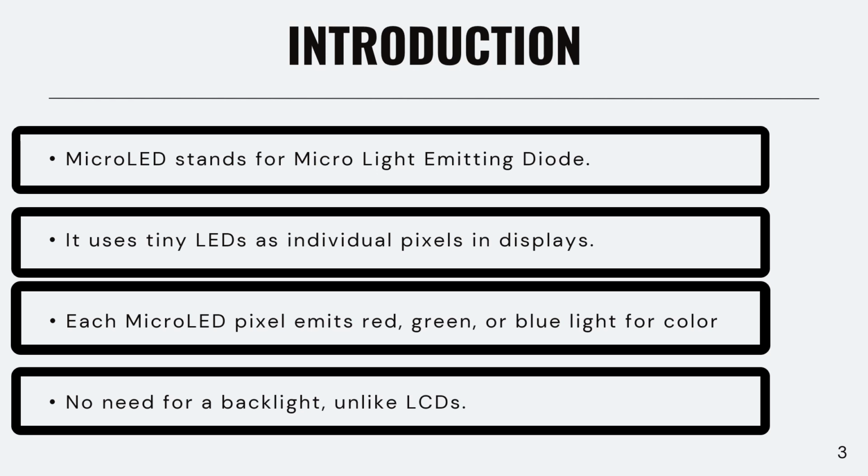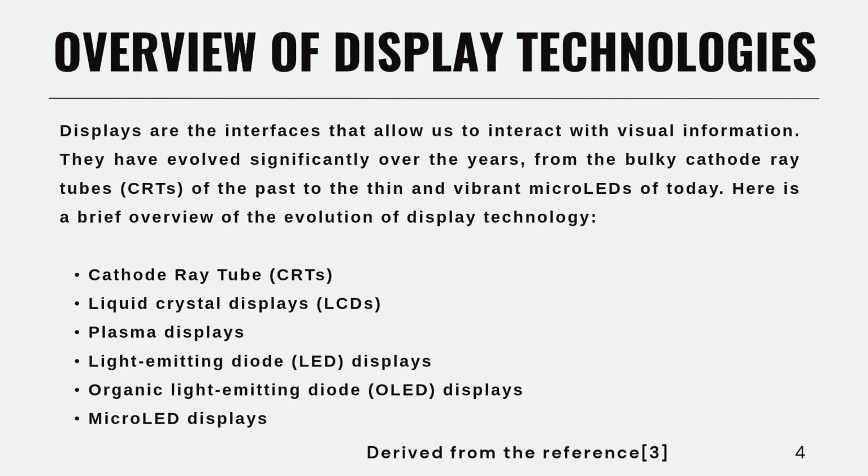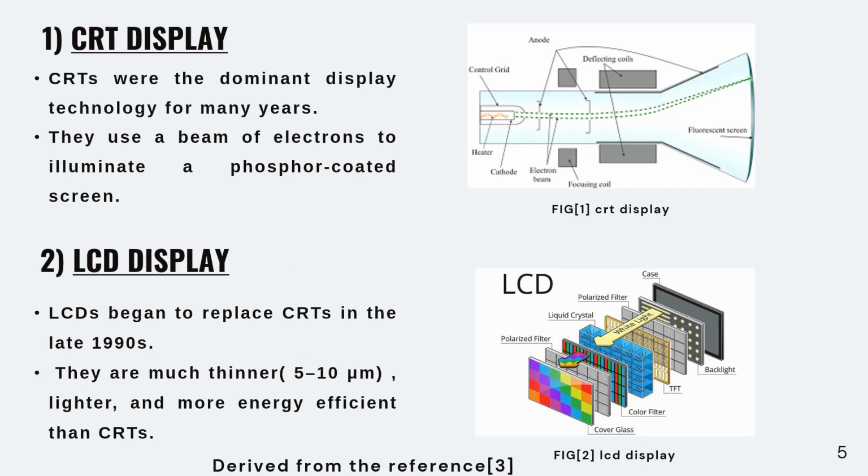Then we can move to the overview of the display technologies. In here, I mainly explain six display technologies. First one is cathode ray tubes, called CRTs. Second one is liquid crystal displays, LCD display, and third one is plasma displays. Fourth one is light emitting diode displays, LED display, and fifth is organic light emitting diode, OLED displays, and the last one is the micro LED displays. Then we can move to the CRT displays.